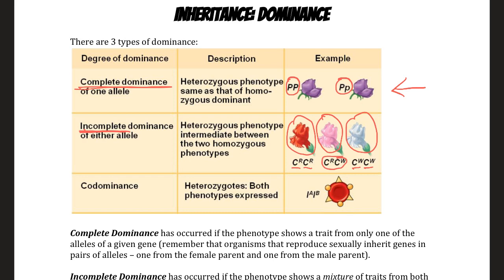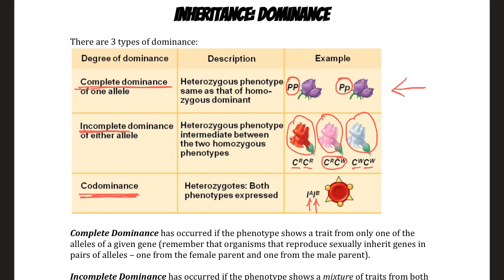Okay, so complete dominance is the complete taking over of the recessive by one allele. Incomplete dominance is when you have two different types of alleles and they mix. And then the final one is called codominance. And codominance is when both types of alleles get expressed at the same time. So there's no mixing going on.